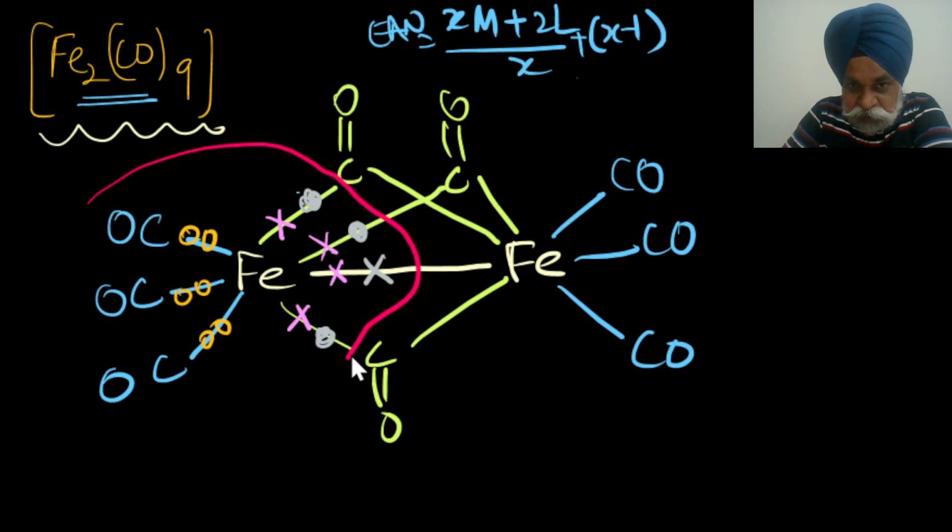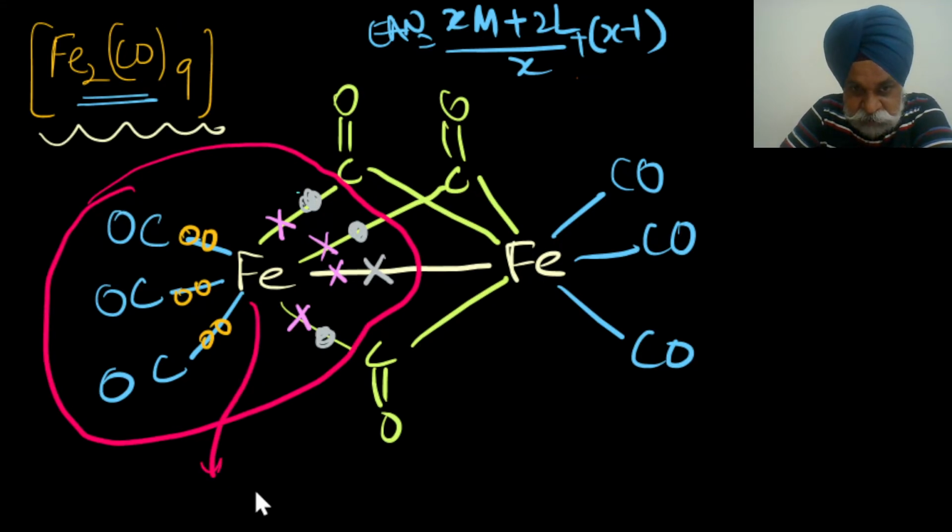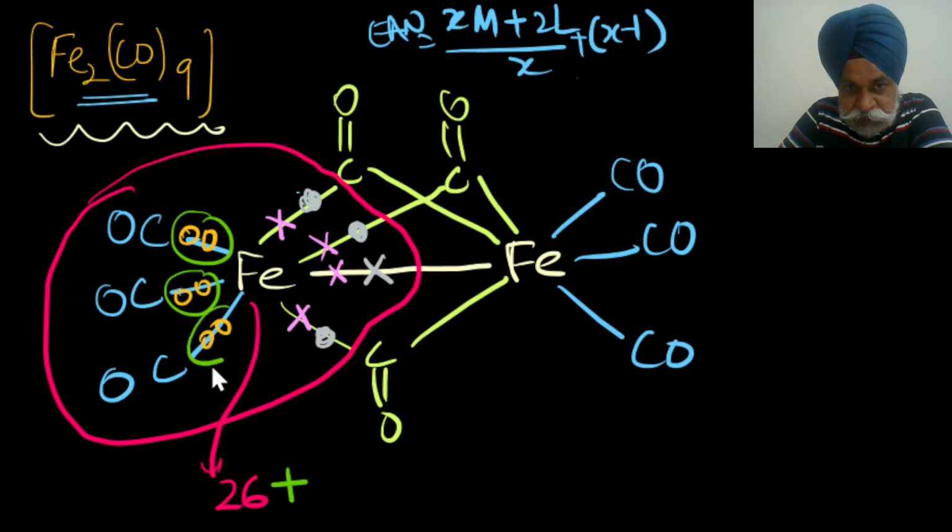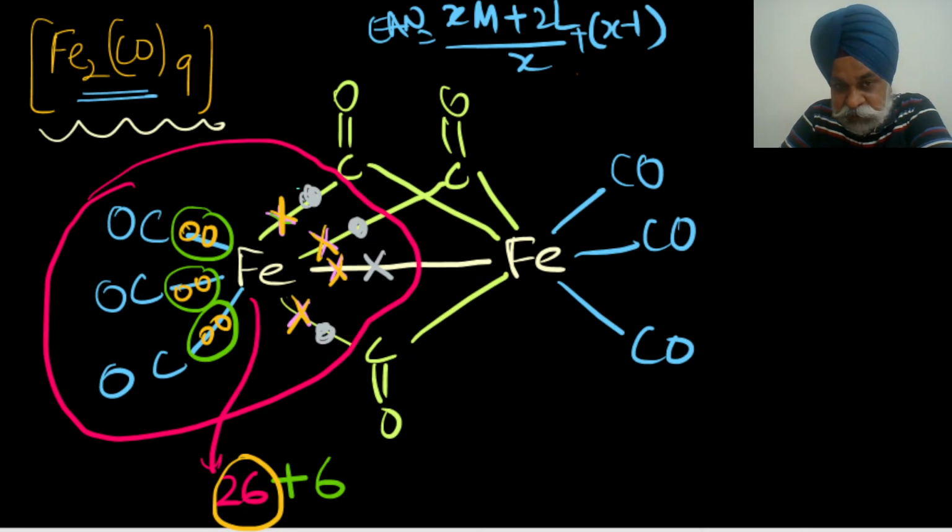We have to calculate the total number of electrons around this iron. Iron itself is 26. These three, as you can see, are six electrons, which are being given by carbon monoxide as sigma donation. And now these cross electrons, which I'm marking, are already counted in this 26. Now, what else are we left with? One electron is this, one electron is this, one electron is this, one electron is this. So in totality, how many electrons do I have around iron now? 26 plus 6, that is 32, and plus 4, which are these four electrons I have marked with the tick.